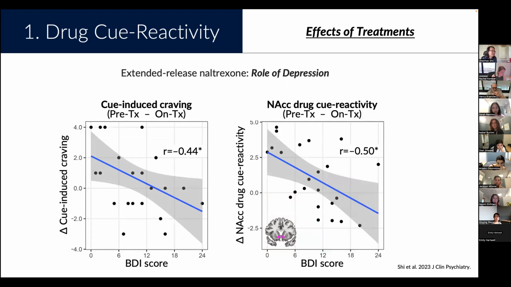And then we also looked at the role of depression, and we found that patients with a higher depression score tend to have less reduction in Cue-Reactivity from pre-naltrexone to after naltrexone. So there was a negative correlation for both cue-induced craving and cue-induced brain response.